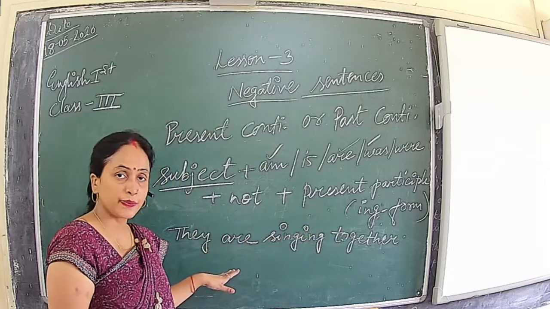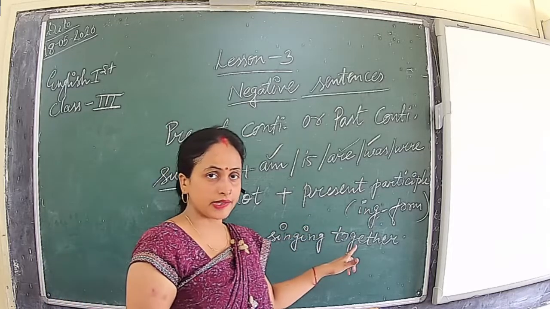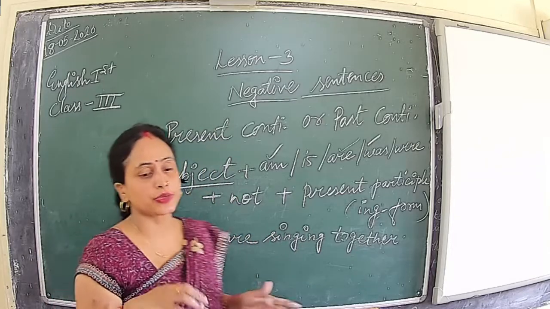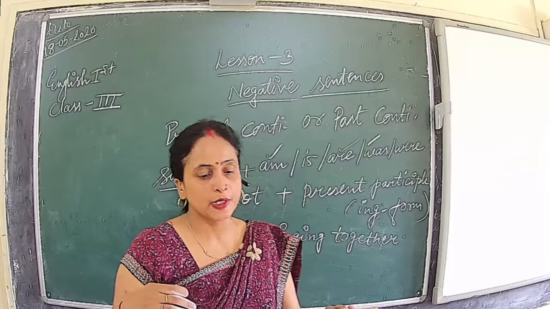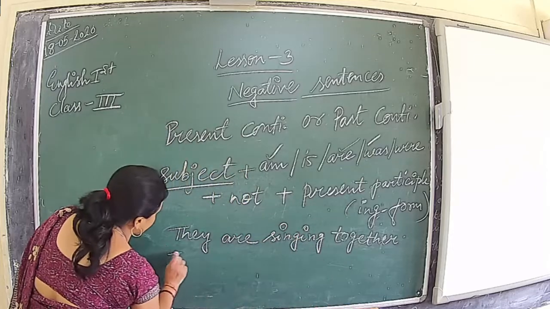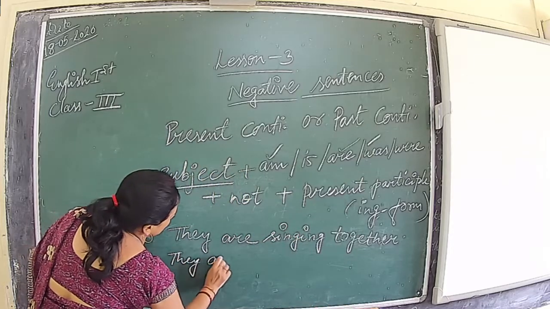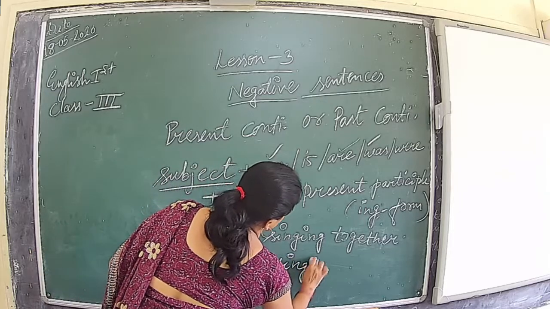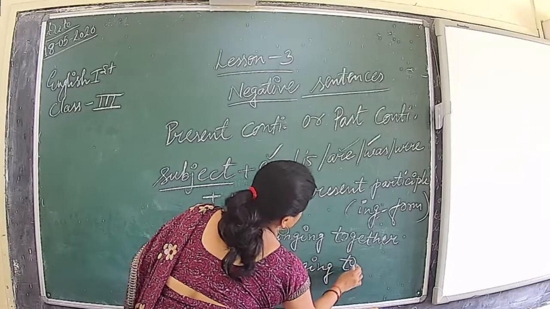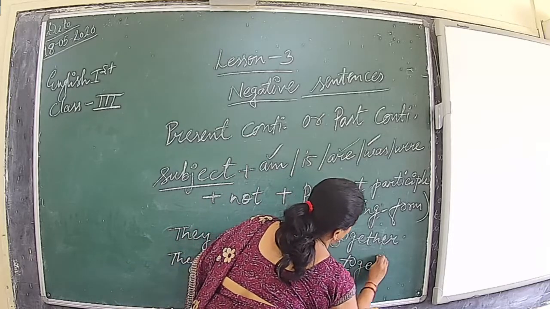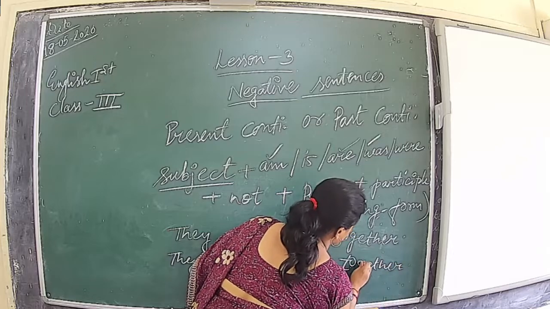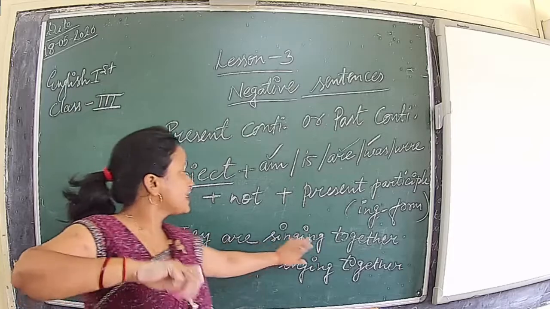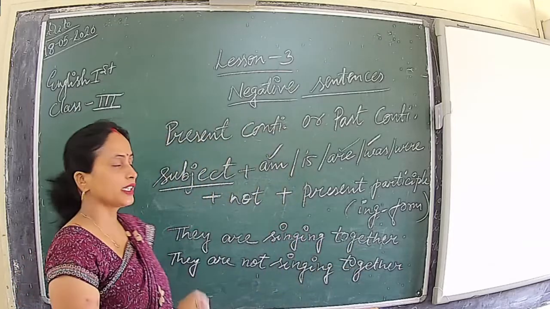It is which tense? It is the present continuous tense, because they are singing together. Now we have to change it into the negative sentence. So what will it be? They are not singing together. Okay, now it is very clear to you. They are singing together. They are not singing together.